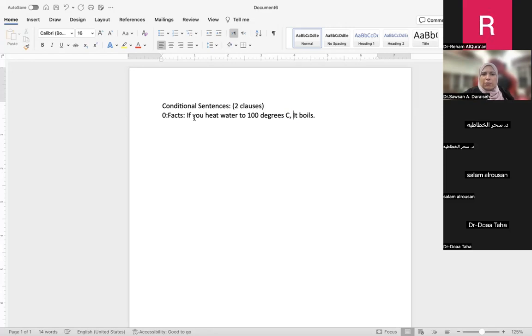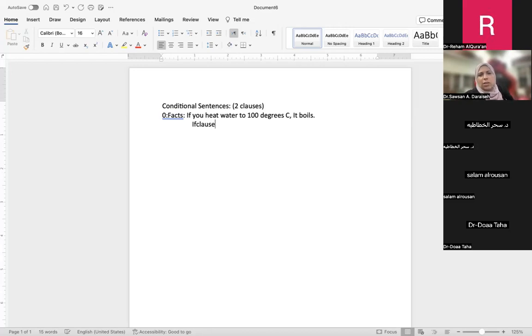So if you heat, this is a clause, guys. What do we call this clause? So this is a clause and this is a clause. Why is this a clause? Because there's a subject and there's a verb. Here we have a subject, it, and there's a verb. Where's the connector, guys? You know that every two clauses need a connector. If. Good job. If you have a connector.